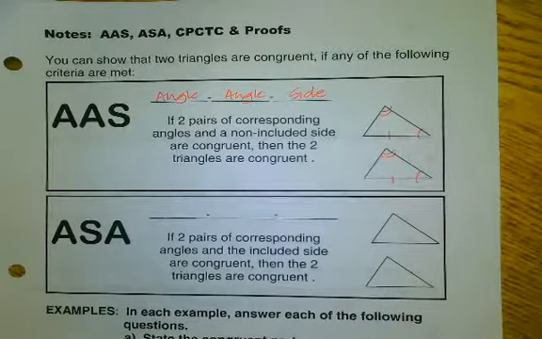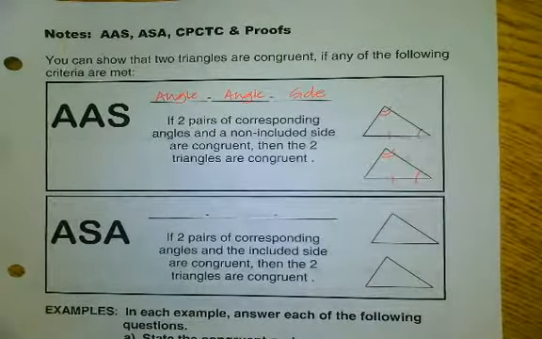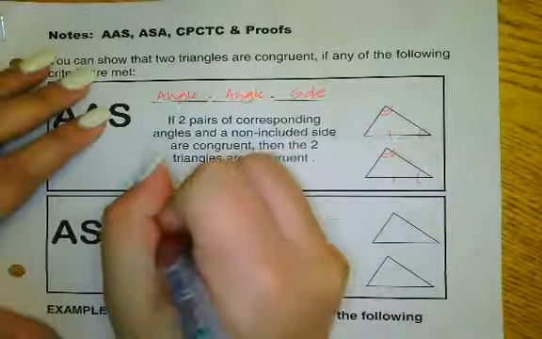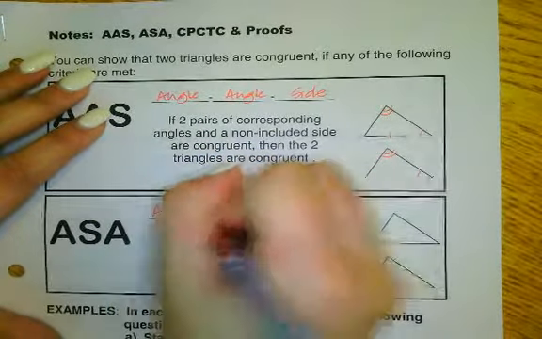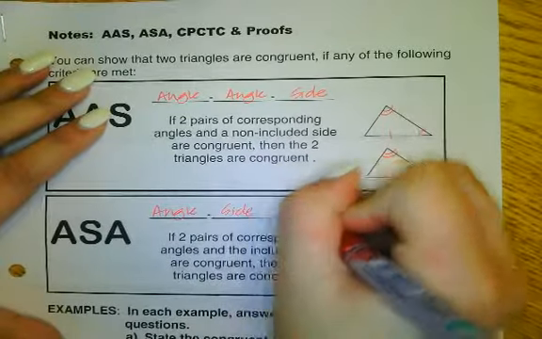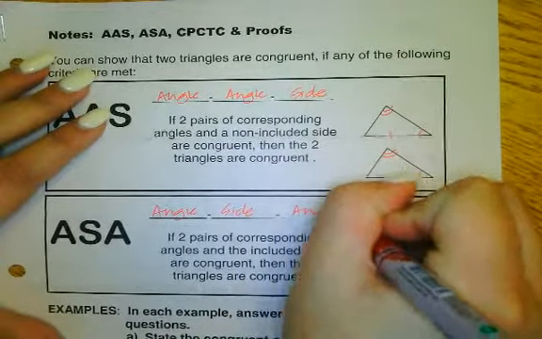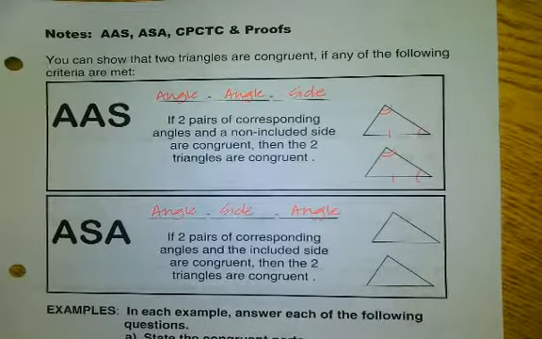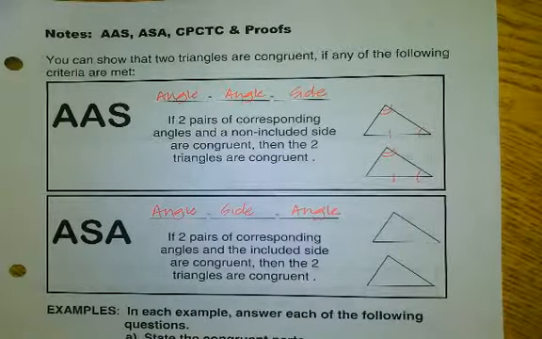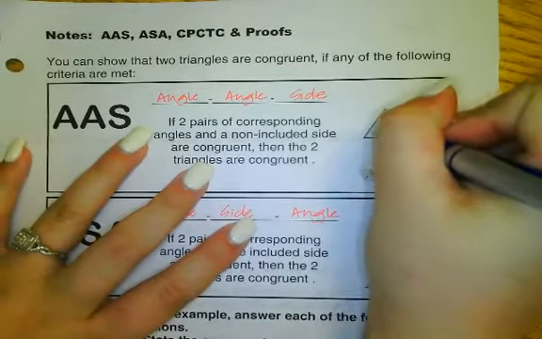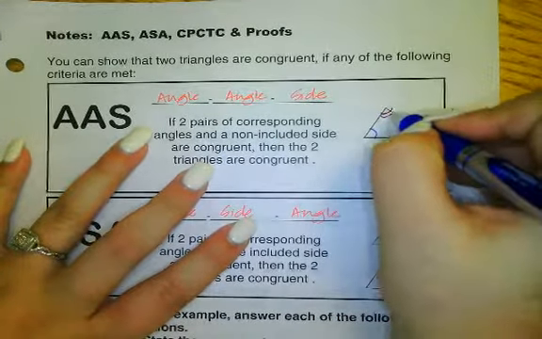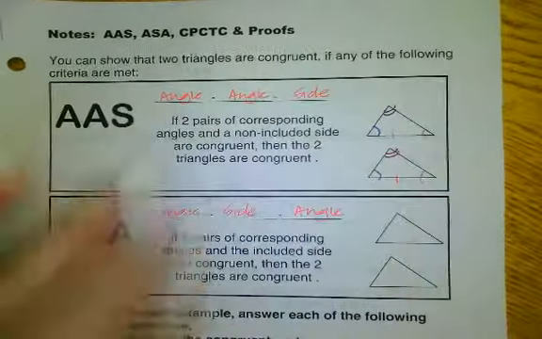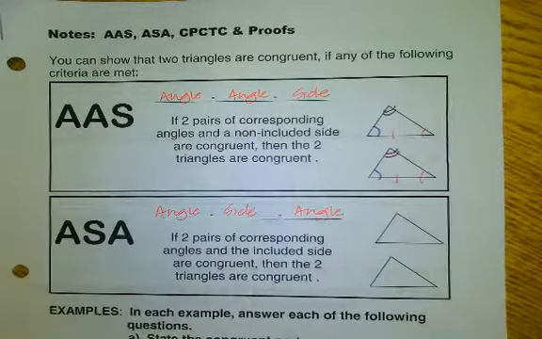Okay, ASA, what do you think that stands for? Angle, side, angle. How do you know which way to go? Chris, are you hearing what Kinley's asking? Okay, stop talking. Go ahead, Kinley. For the first one, how do you know it doesn't go the other way? It could have gone the other way. I gave you one example of what it could look like.